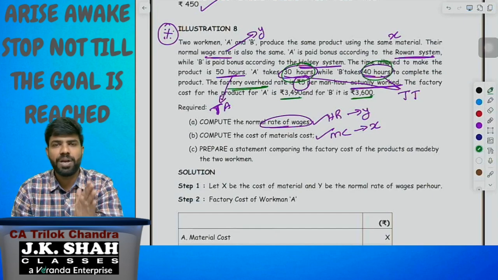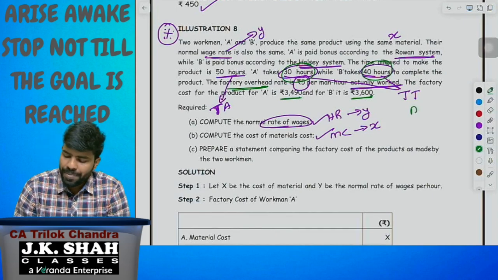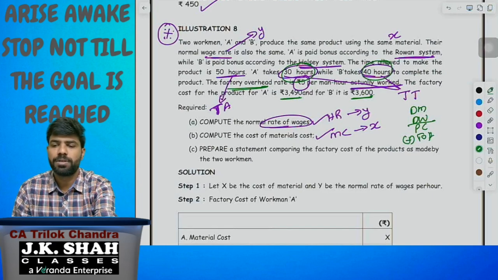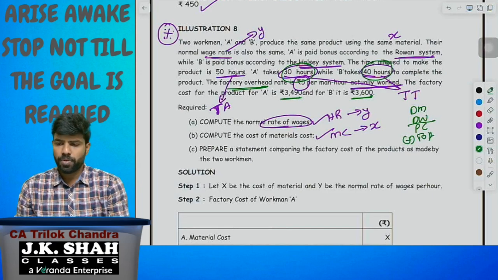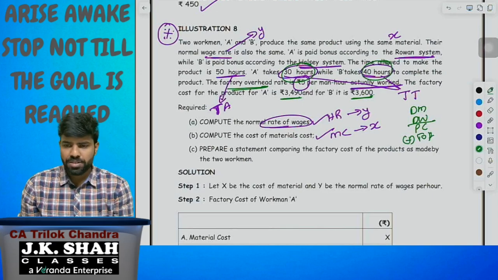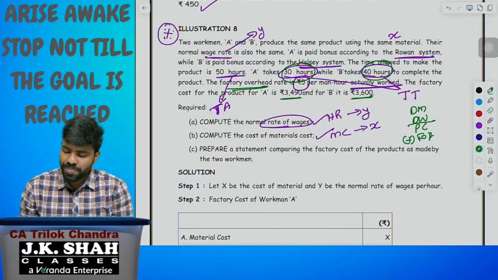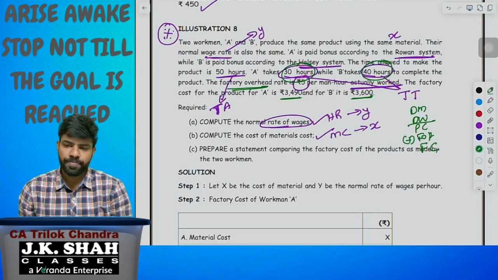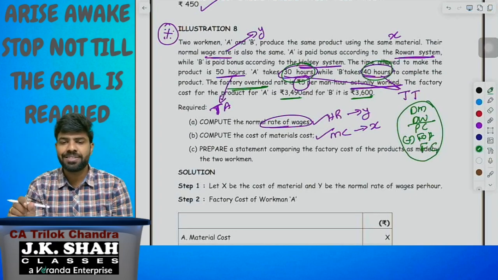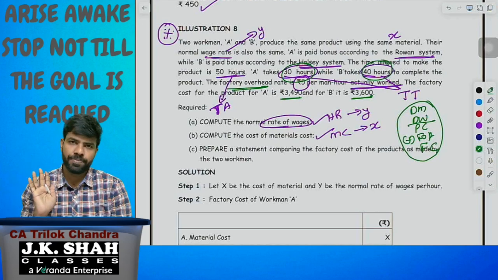We all know that direct material plus direct wages gives the prime cost. Add factory overheads and we get the factory cost. On this basis, we are going to make the calculations in terms of x and y, and we are going to get two equations. Solve the equations and we get the x value and y value.